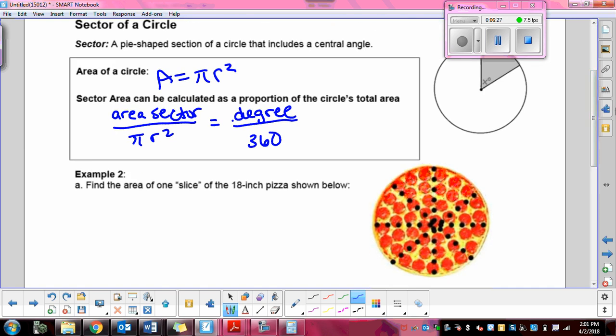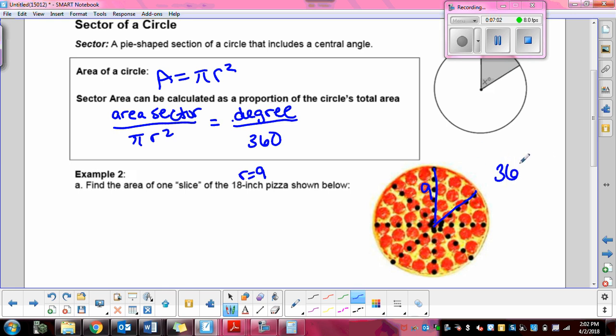It says find the area of one slice of the 18-inch pizza shown below. So if our pizza is 18 inches, that means from the top to the bottom is the diameter. We don't need the diameter. We're looking for the radius. So if the whole thing is 18, we've got to divide it by 2 to find the radius, which is 9. So my radius is 9. And we want just one slice. So I need to know how many sectors there are. Let's count them. 1, 2, 3, 4, 5, 6, 7, 8 sectors. There's 8 pieces of pizza.